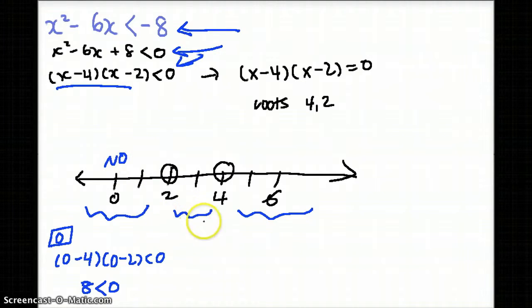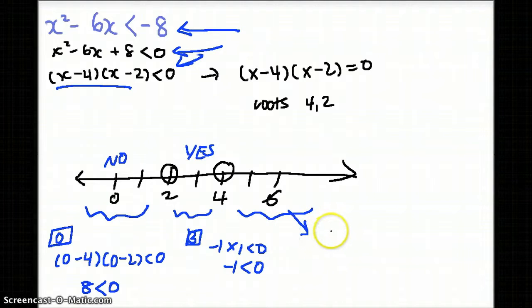Then we're going to choose a number between 2 and 4, and I'm just going to choose 3. So 3 minus 4 is negative 1, times 3 minus 2 is 1, is less than 0. So negative 1 is less than 0, and that does work, so we're going to write yes. Then we're going to choose a number greater than 4, and I'm just going to choose, I guess, 6. So 6 minus 4 is 2, times 6 minus 2 is 4, is less than 0. 8 is not less than 0, so this is no again.